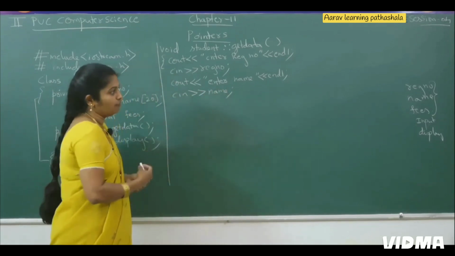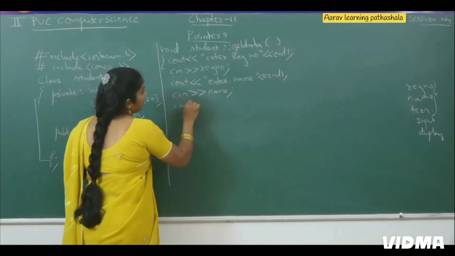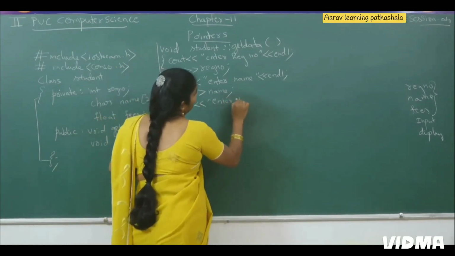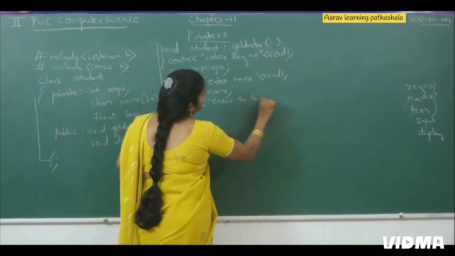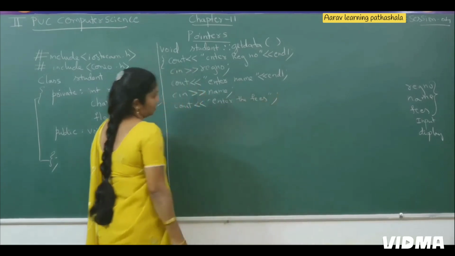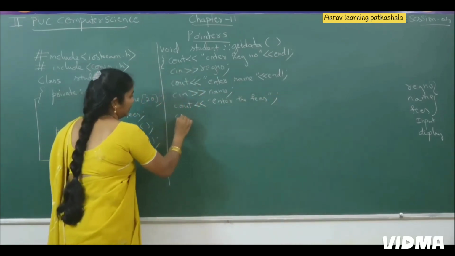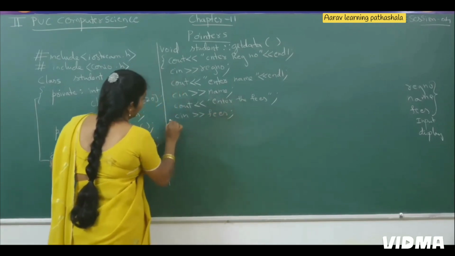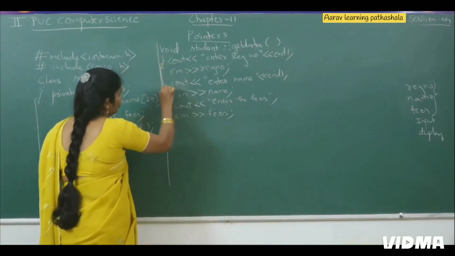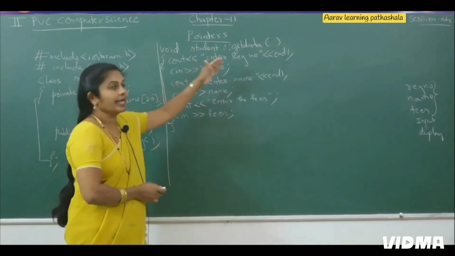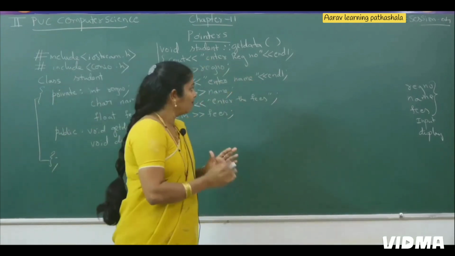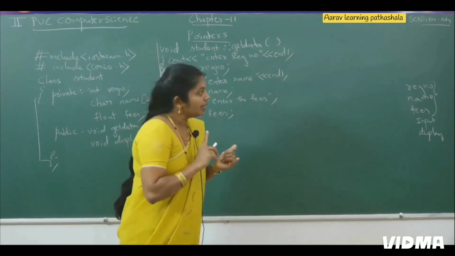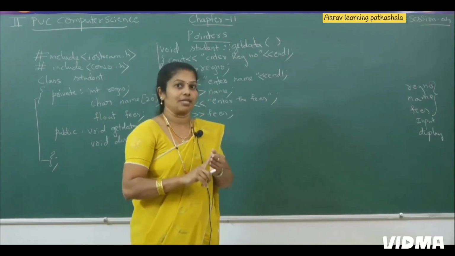Next, we want to input the fees. Then cout, insertion operator, enter the fees. Now input that: cin, extraction operator, fees. Then close this function which you opened. This is regarding the getdata function. Here we are not doing any calculation. We are just inputting all the values, that is register number, name and then fees.